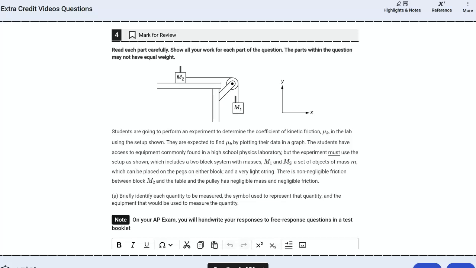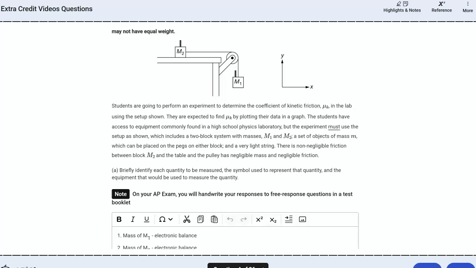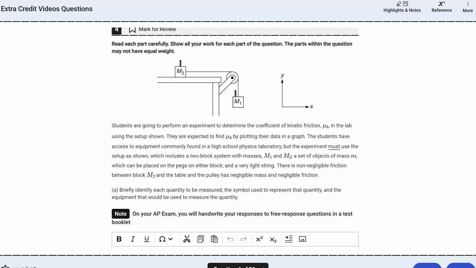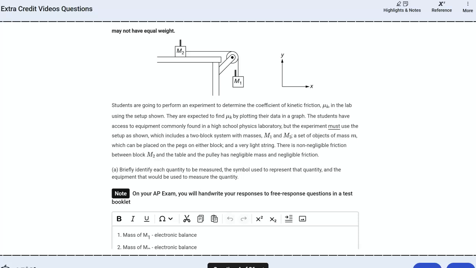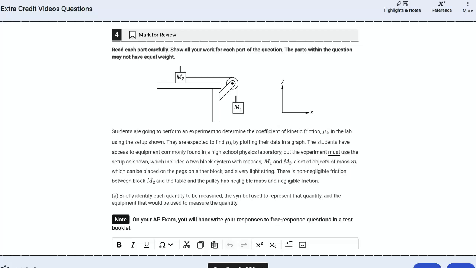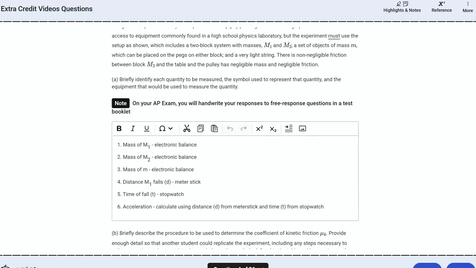So the first question is to briefly identify each quantity to be measured, the symbol used to represent that quantity, and the equipment that would be used to measure the quantity. So think about how you're going to conduct the experiment, get an idea, and then think about the equipment you're going to need. So I wrote mine.